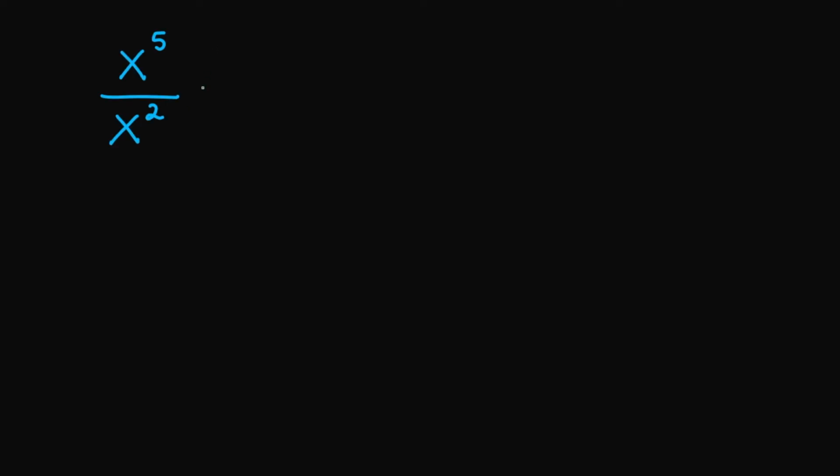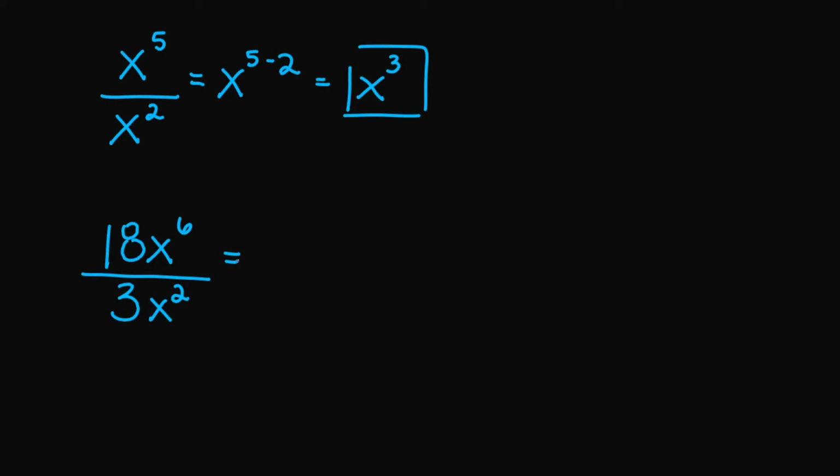If you are dividing with the same base, x to the fifth power divided by x to the second power, remember when you're dividing with the same base, then you need to subtract your exponents. So this is going to be x^(5 minus 2), and your final answer is going to be x to the third power.